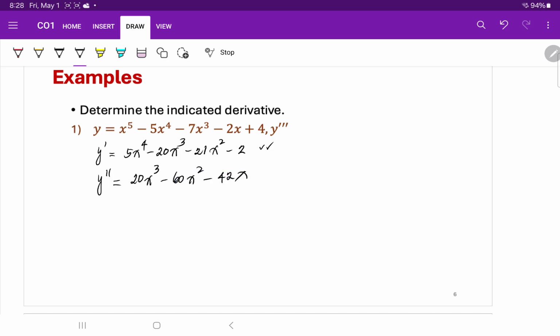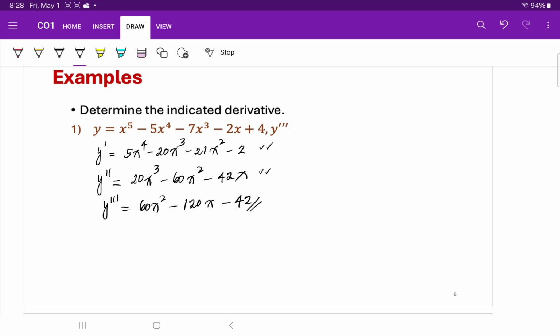That's your second derivative. For the third, you differentiate again the second derivative. This gives you 60x squared minus 120x minus 42. So this is what is asked in the problem. Sometimes some students say that they will differentiate again. Once you get the first derivative, what they think is that if you solve for the second derivative, you are simplifying. You're not simplifying.